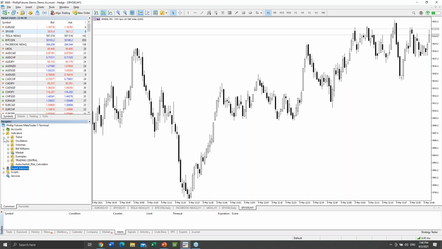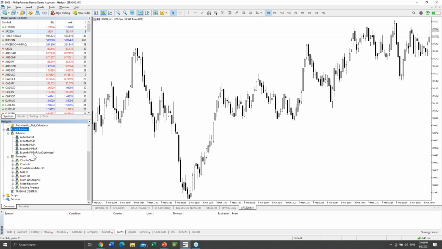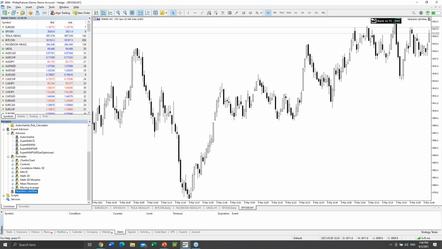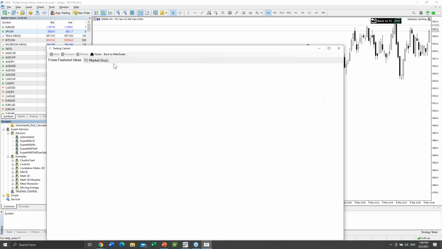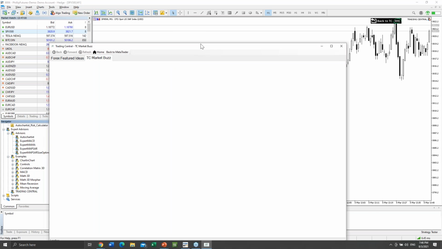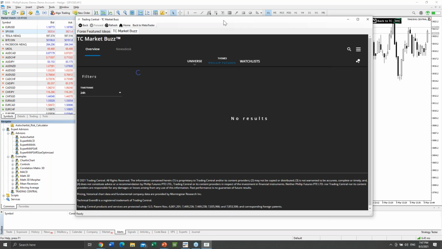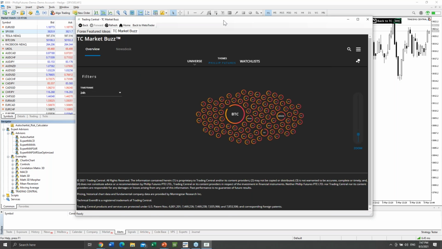So this final trading tool I wanted to share is a recent addition to the MT5. This is in the trading set for market watch. Market Buzz. So the Market Buzz, what does it do? Interestingly, what it does is aggregate different news sources as well as social media and present to you a consolidated view of what is buzzing in the market.